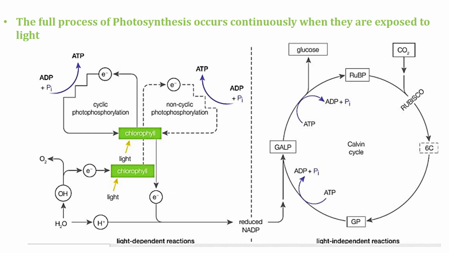Remember, the Calvin cycle is only one part of photosynthesis. Here's the full summary of both light-dependent and light-independent stages. Photosynthesis is a continuous process in the presence of light.